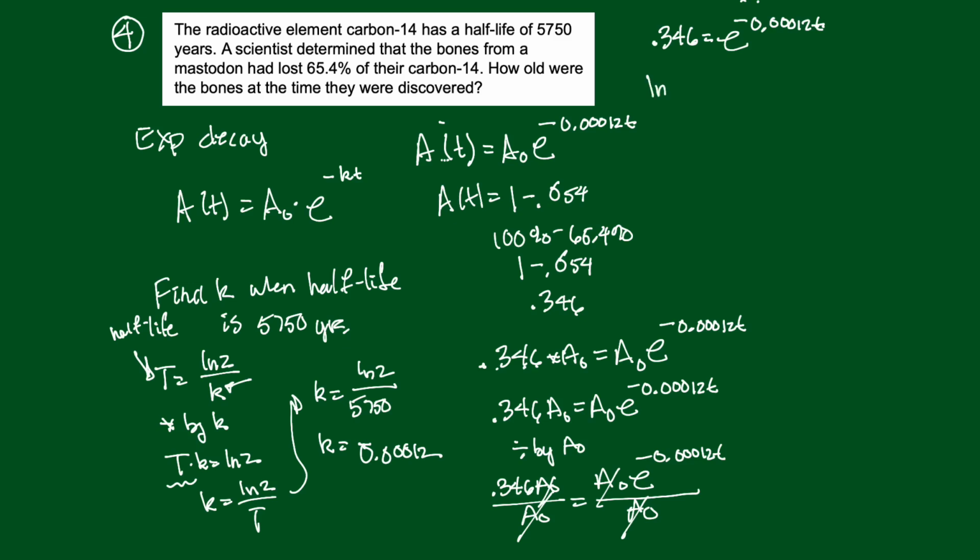So I'll get this. The natural log of 0.346 is equal to the natural log of e to the negative 0.00012 t. So this will give us the natural log of 0.346 is equal to, now on the right side, the natural log of the exponential is just the exponent. That's equal to negative 0.00012 t. I can solve for t if I make that division. So t is equal to this quotient, the natural log of 0.346 divided by negative 0.00012.